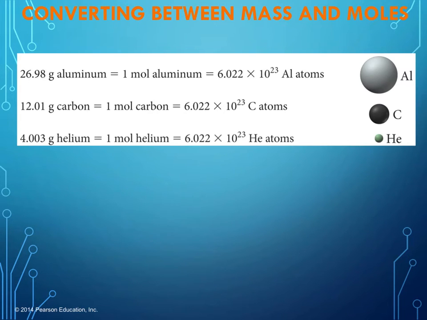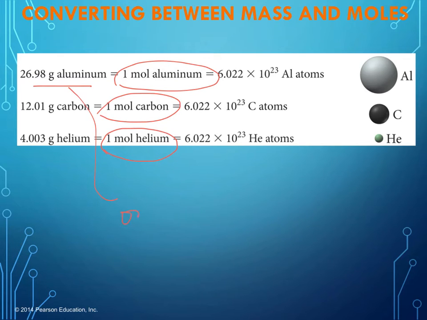It's important to realize right off the bat that if you have only 1 mole of a substance, you can immediately know how many grams you have of that substance simply by looking at the periodic table. So that mass that you see on the periodic table for each element does in fact represent 1 mole of that substance.